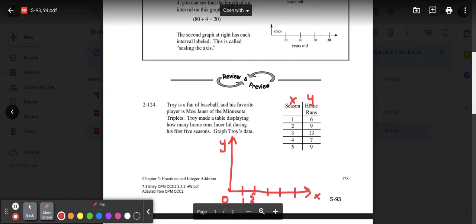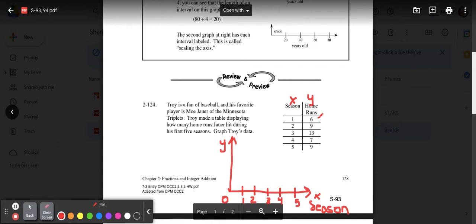And let's label them to make it clear. And of course, we need to label our axes with what we're talking about, which is seasons. And I know you guys will have much neater handwriting than me. Then I'm going to look at home runs.